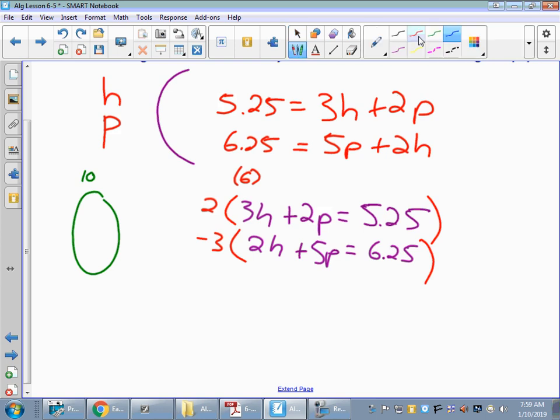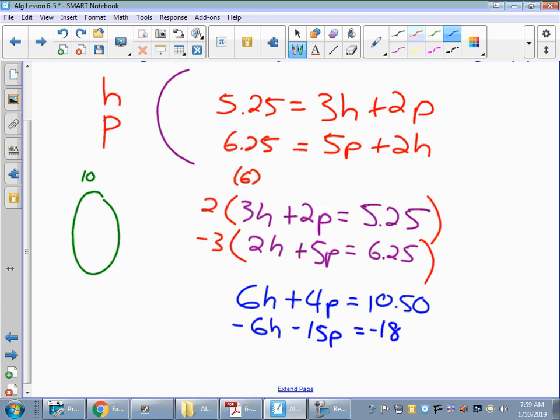The top equation, 2 times 3H would be 6H. 2 times 2P is 4P. And over here, don't forget to multiply here. We get 1050, so 525 times 2. And then the second equation, we're multiplying by a negative 3 now. So negative 3 times 2H is negative 6H. 5P times negative 3 is a negative 15P. And then we've got a negative 1875, if I check my math correctly there, negative 1875.